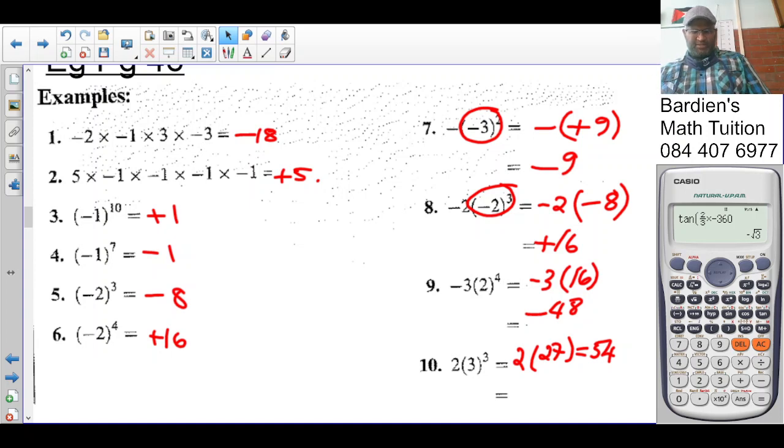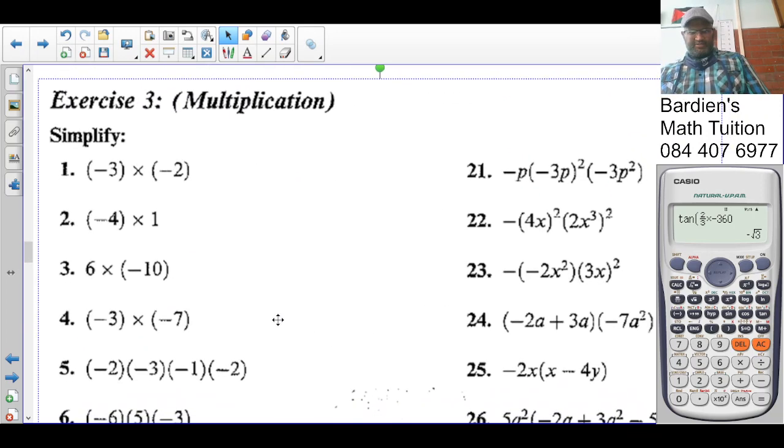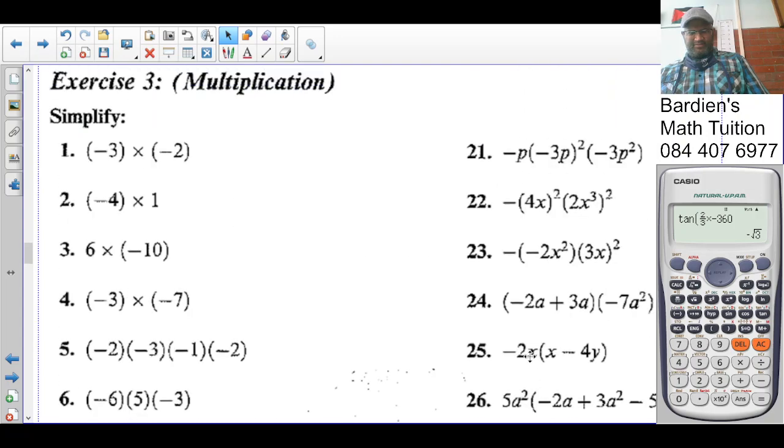Who can tell her which page this is on? Do you know which page this is on? This is on page 47. Page 47.